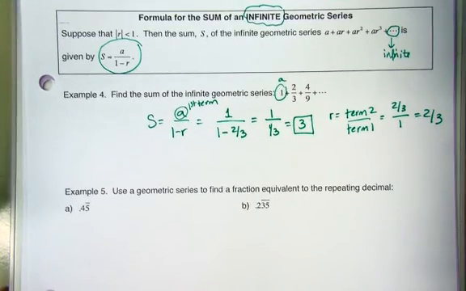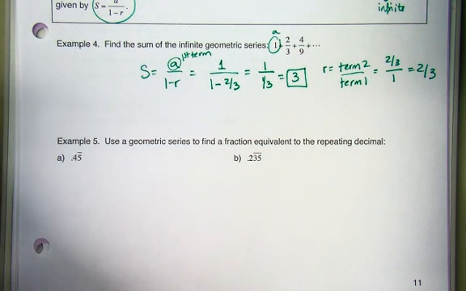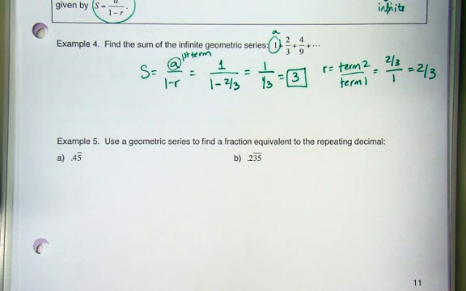Okay, last example is to use a geometric series to find a fractional equivalent for these repeating decimals. So this is kind of interesting. If you have your calculator, you can just type this in your calculator and do a math fraction, and it will get this to a fractional equivalent, right? But using a series is a good way for us to figure out how to write this by hand.